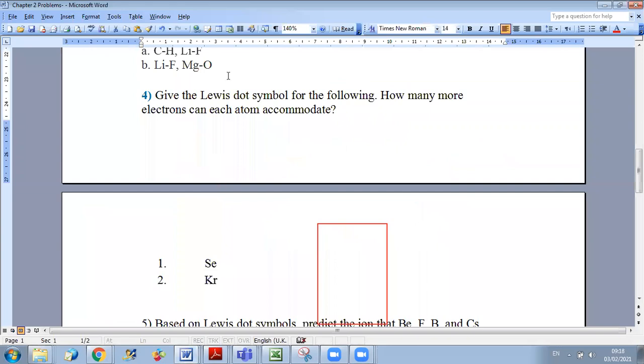So this is for question 4. Of course, how many more electrons can each accommodate? For Se, it will be 2, as we said. For krypton, 0. Krypton does not need any additional electrons because it already has a stable set of 8.